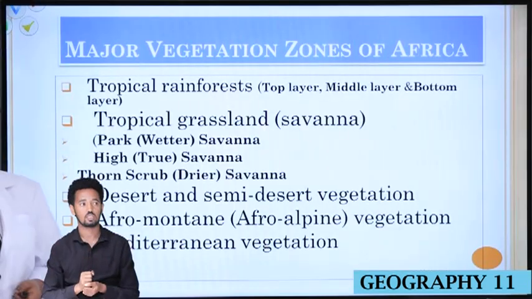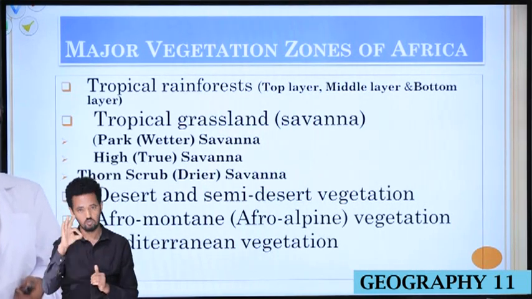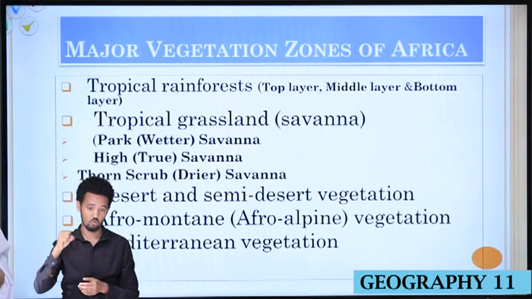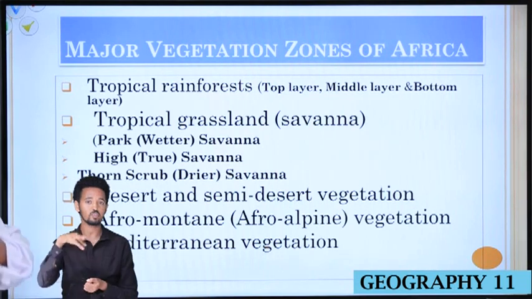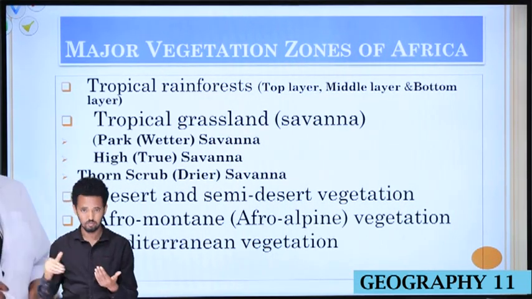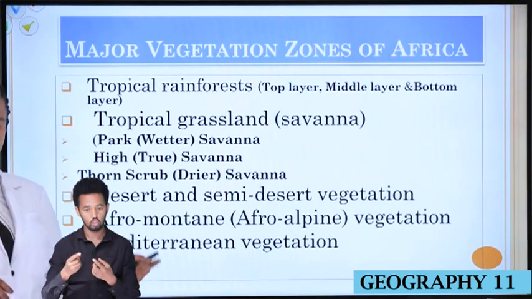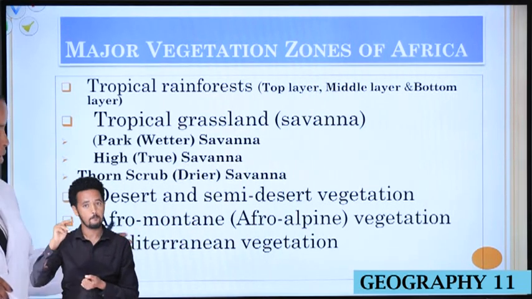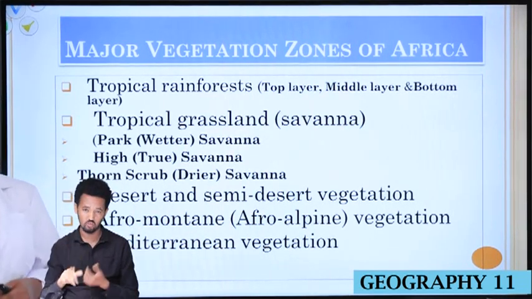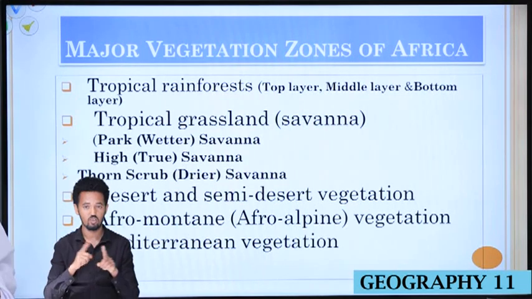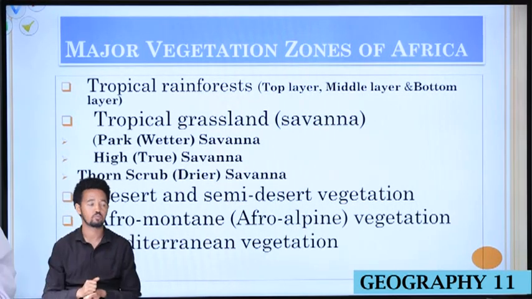The Mediterranean vegetation is mostly found in the southwest and northwest extent of Africa. It generally dominates the Maghreb region. This zone is dominated by maquis, citrus fruits, and wild olives, which are found in the Mediterranean region.